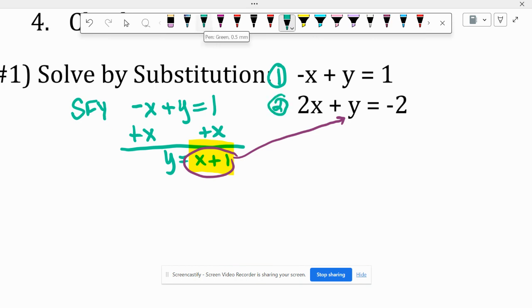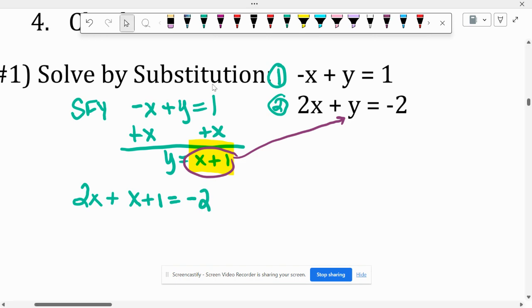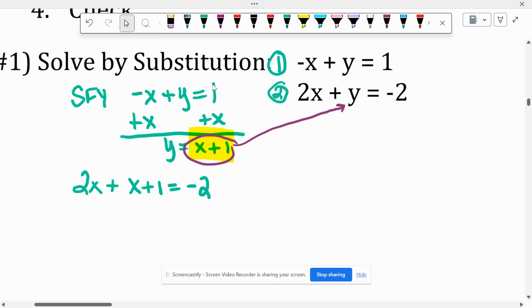So equation number 2 looks like 2x plus, instead of using y, what am I putting in there in place of y? Yeah, x plus 1 equals negative 2. And now I'm going to combine my like terms. So 2x plus x is 3x. So I have 3x plus 1 equals negative 2.